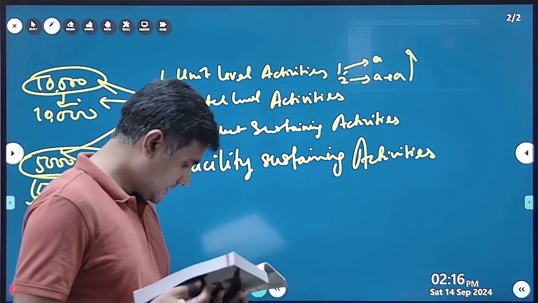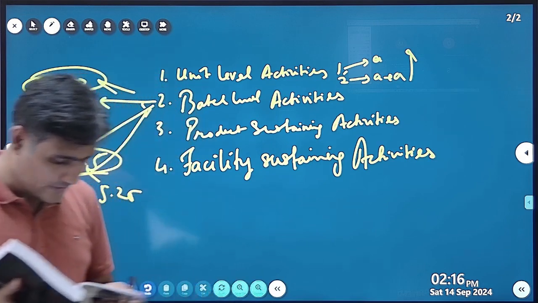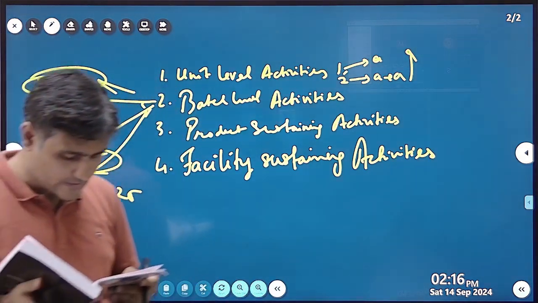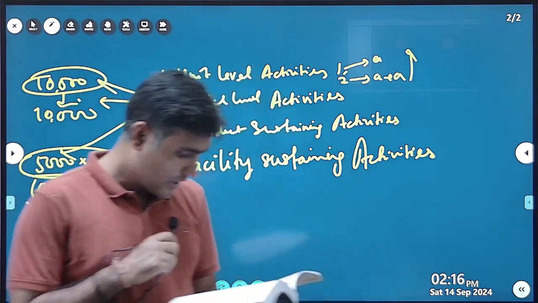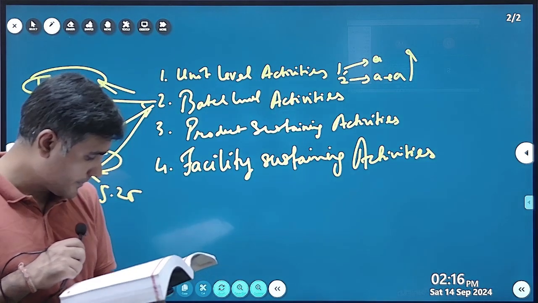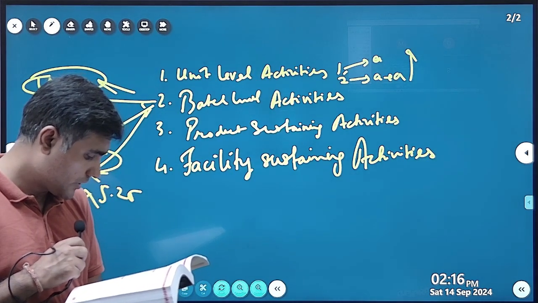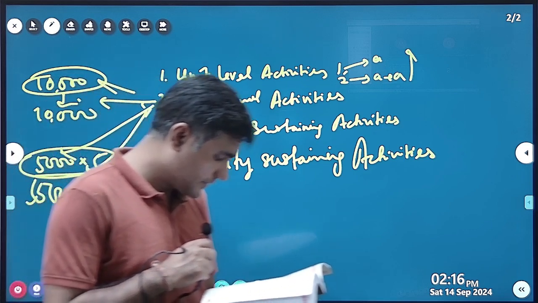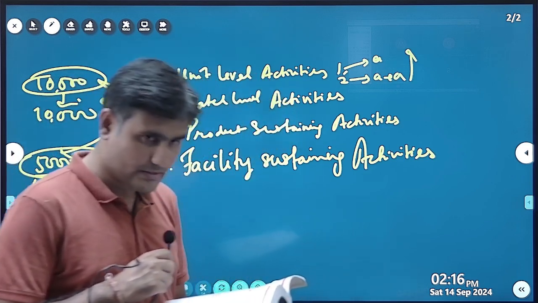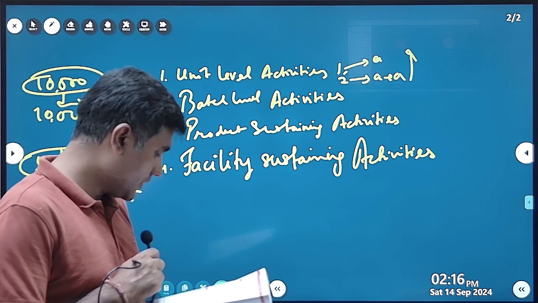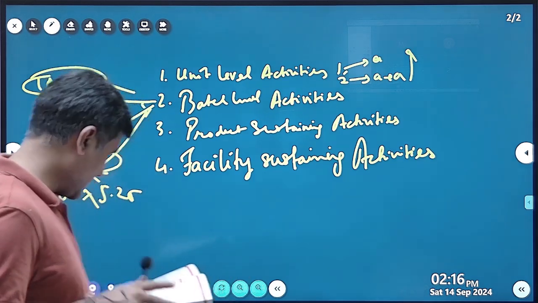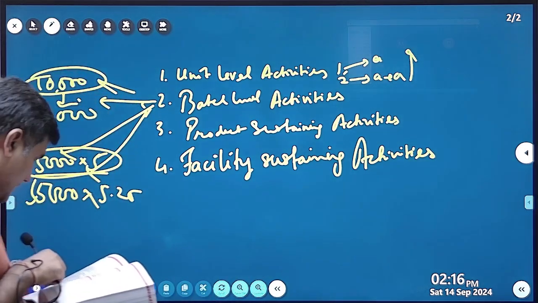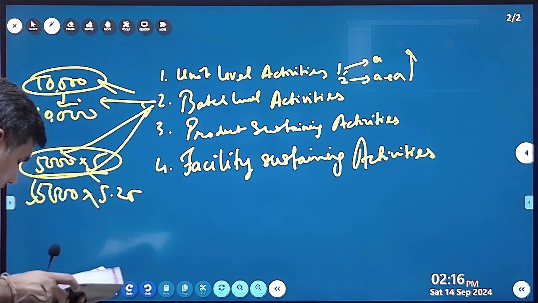Next, so we go through batch level activities. Batch related activities such as setting up of machine or processing a purchase order are performed each time a batch of goods is produced. The cost of the batch related activities varies with the number of batches, but it is common or fixed for all the units within the batch.